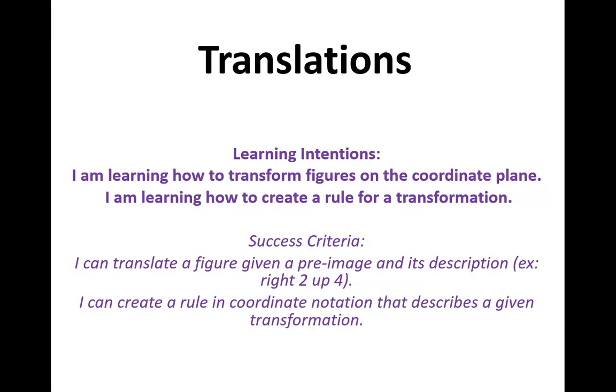We have two success criteria related to those learning intentions. The first one, I can translate a figure given a pre-image and its description, and there's a little example there for you. And the second one, I can create a rule in coordinate notation that describes a given transformation. And again, we did start the beginning of that, writing a rule previously. Let's get started. Here we go.